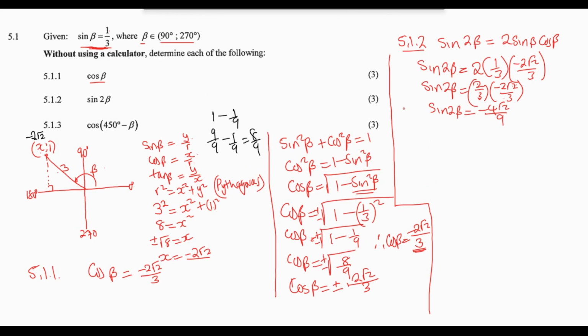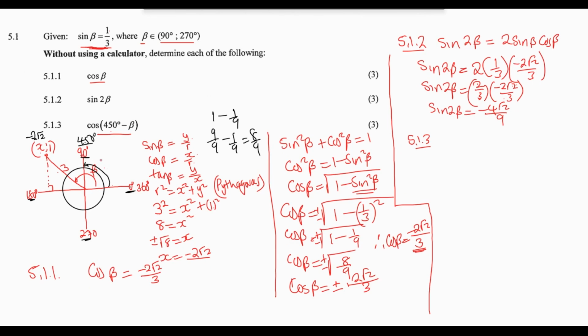Then let's do question 513. 513, right? And then cos 450 minus beta. 450, so how do you deal with this? Remember, this is 0, 90, 180, 270, and then 360. That's a complete revolution. So we've gone a complete revolution once, and then when you come back here, 360 plus 90, this is actually 450. So meaning that 450 is just the same as 90, isn't it?